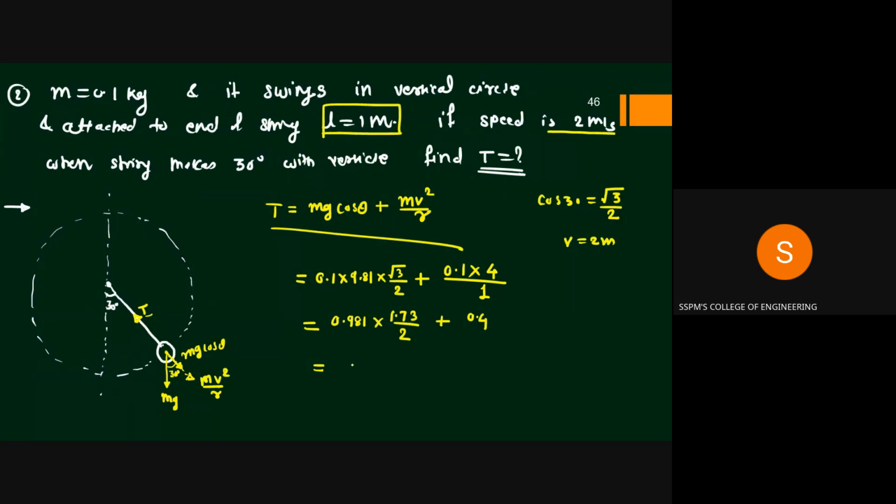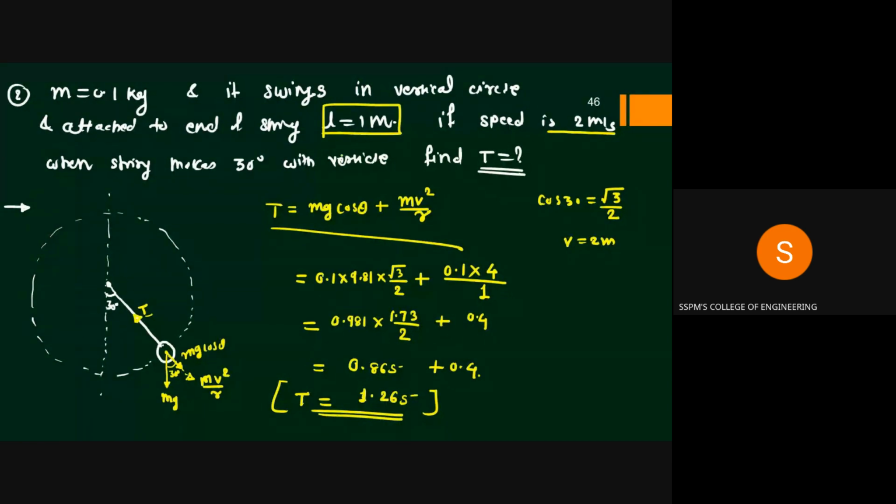So finally you will get the answer, which is 0.865 plus this value 0.4. Okay, and if you add this you will get 1.265. So this is the time period.